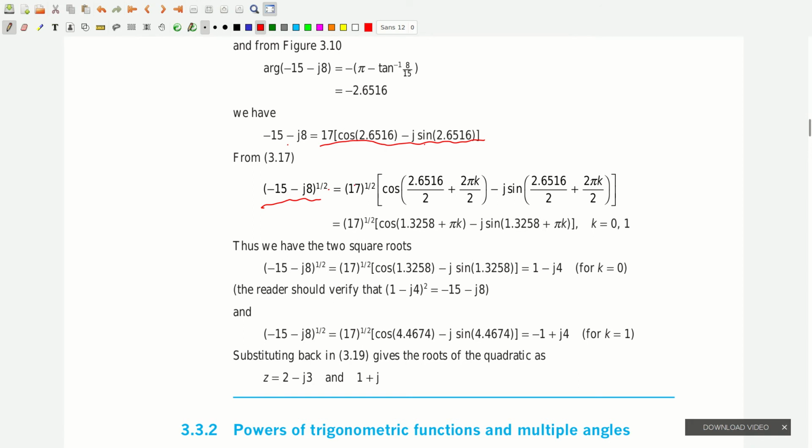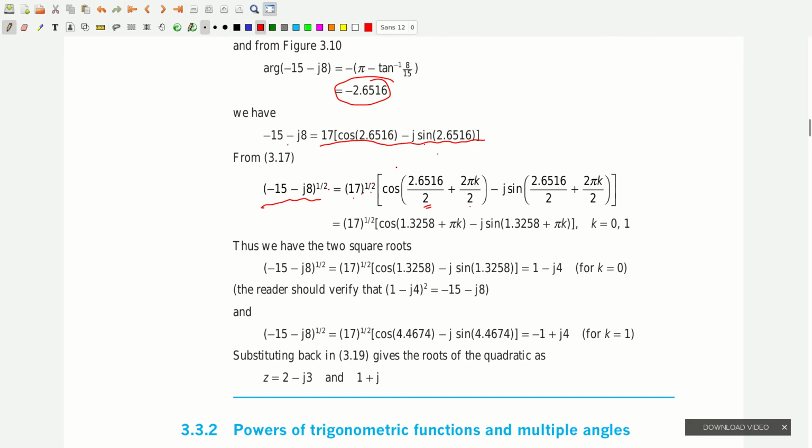Then z to the power 1/2 is simply going to be r to the power 1/2. Then cos of theta over n plus 2 pi k over n, where n is 2. So theta is this one here, and then we divide it by our n. This also is divided by n. This is 2 pi k divided by n, which is 2. Then minus this, and so on.